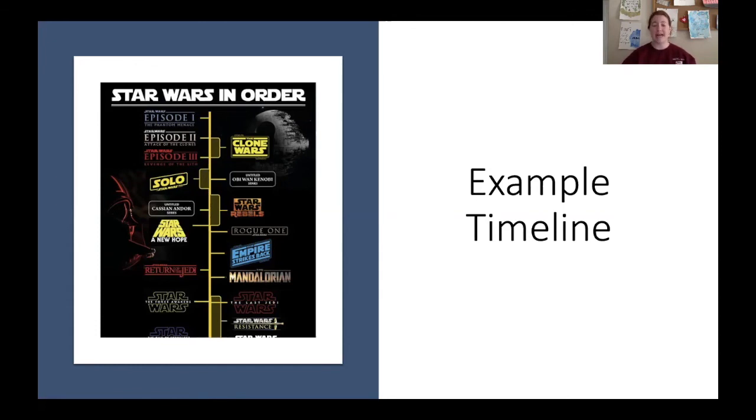So we use timelines to tell us when are the important events in history, or when were the important events in history, and how do they relate to each other? What order did they happen? It helps us keep track of when things happened.